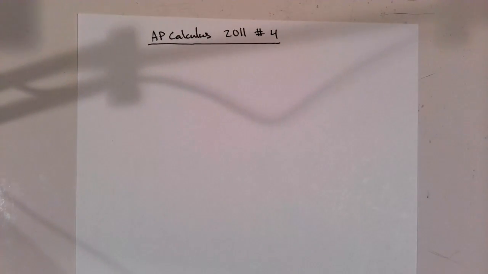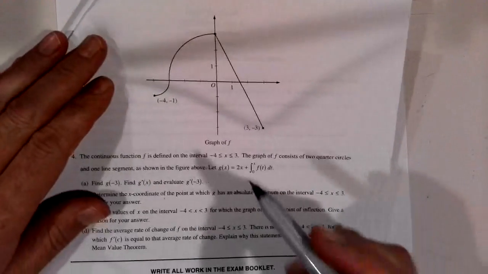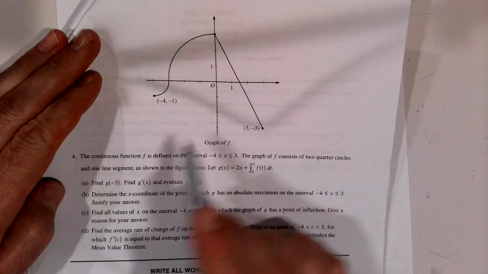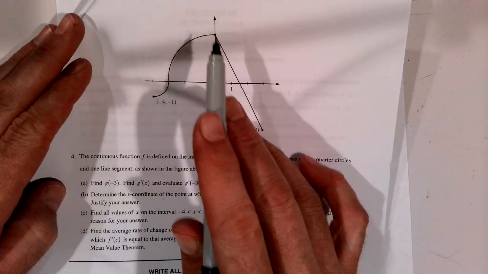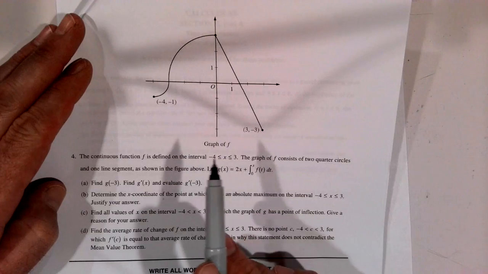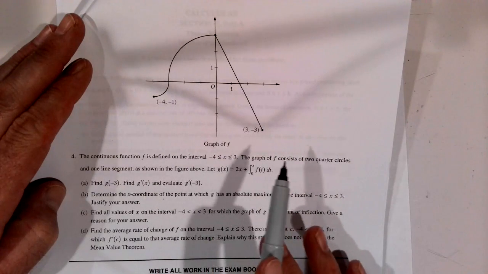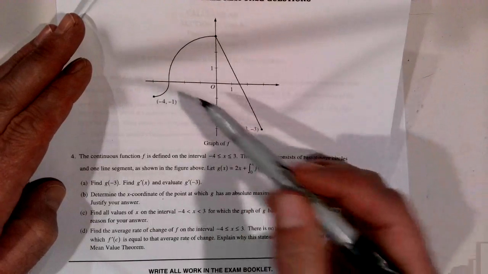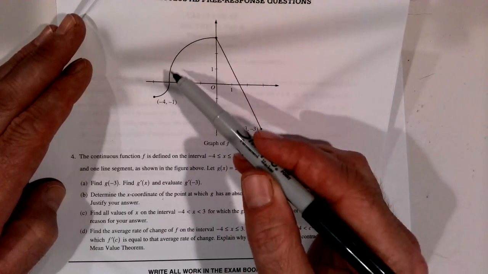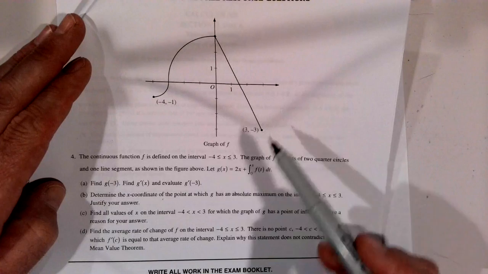Hey folks, here's 2011 number 4. It gives us a function, this is the function f. It says it's a continuous function. It is continuous, though you can tell it's not differentiable there. It's got a corner from -4 to 3. The graph of f consists of 2 quarter circles and 1 line segment. So this is a quarter of a circle, this is a quarter of a circle, and then a line segment.